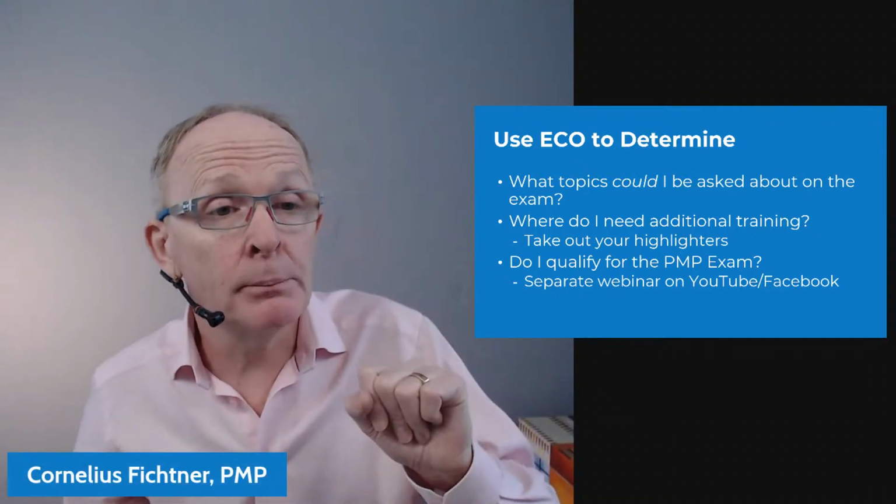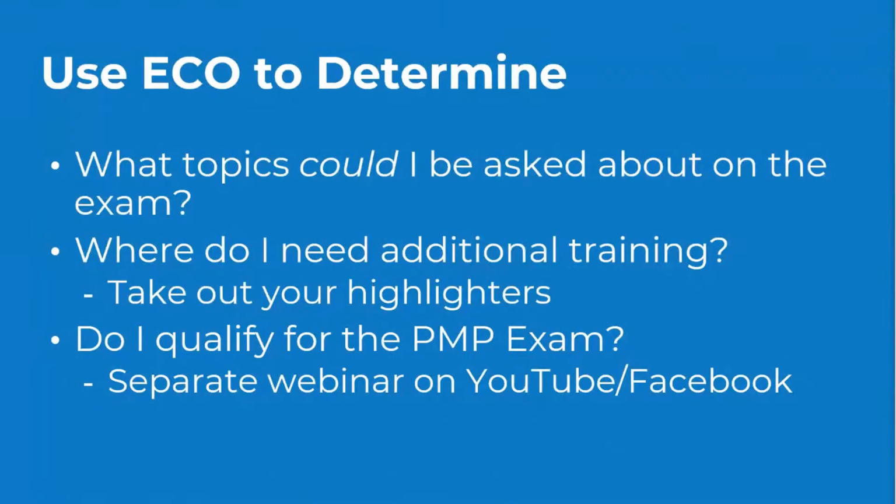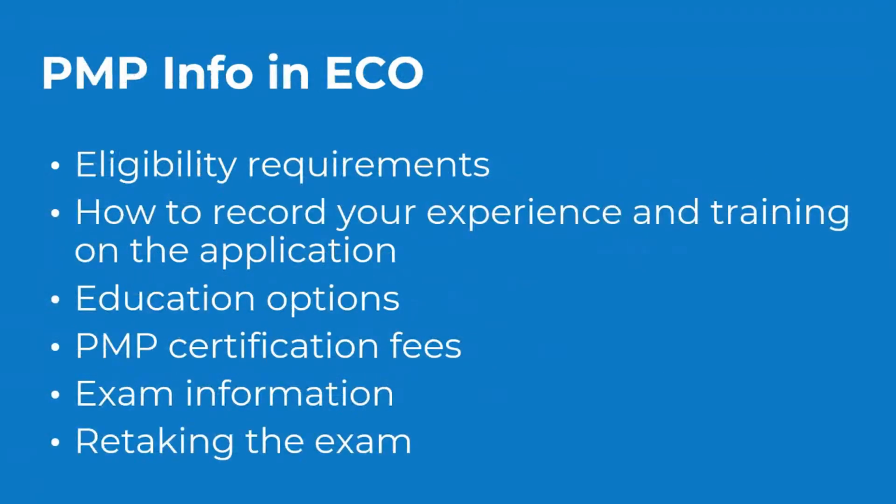Okay, let's open up the ECO a little bit more together. So these are the 3 things that you can do with the ECO. What else will you learn in the exam content outline? The exam content outline also talks about the eligibility requirements. So you need 35 hours of training and 36 months of experience. It talks about how to record your experience and training on the application.